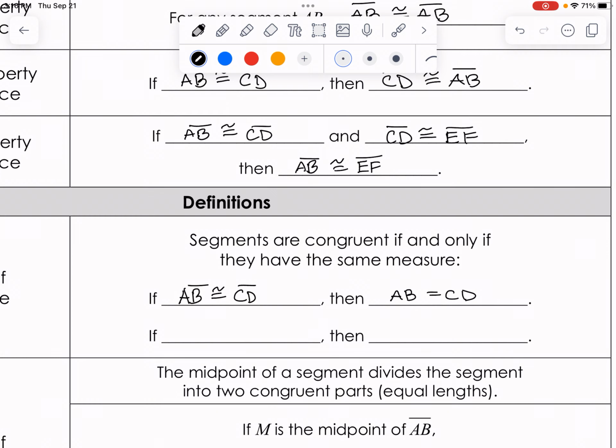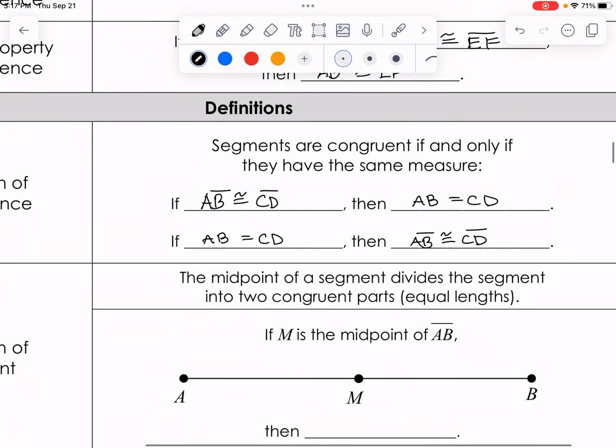So when we talk about measure, we just use equal signs, and we do not have the line there. And vice versa, in an if and only if, a biconditional statement, because of the definition of congruence, we can also say the opposite. If AB is equal to CD, then the line segment AB is congruent to the line segment CD. All right, just setting it up for now.